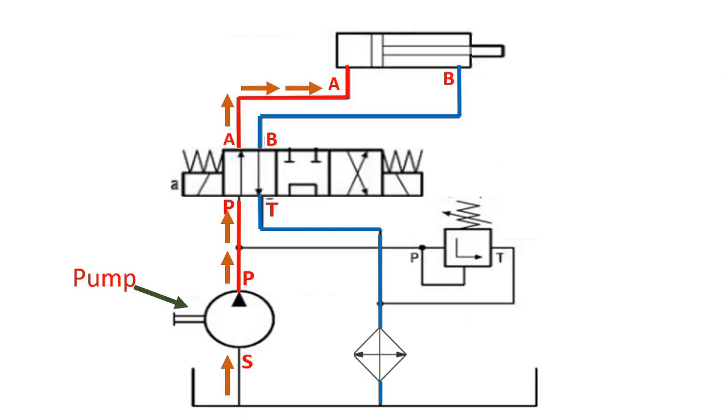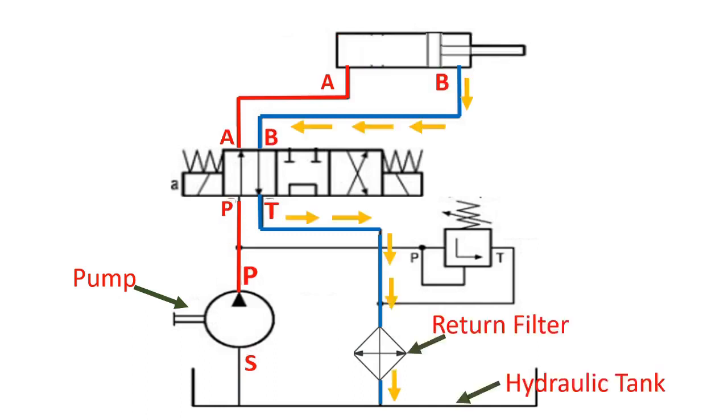When solenoid 1 is activated by an electrical signal, the pressurized oil that is generated by the pump will pass through the normally open ports of the 4/3-way valve and will enter port A of the cylinder, and the piston will move from left to right. And the oil on the piston side, port B, will automatically return to the oil tank via port B of the cylinder, through the directional valve, through the filter, and back to the oil tank.